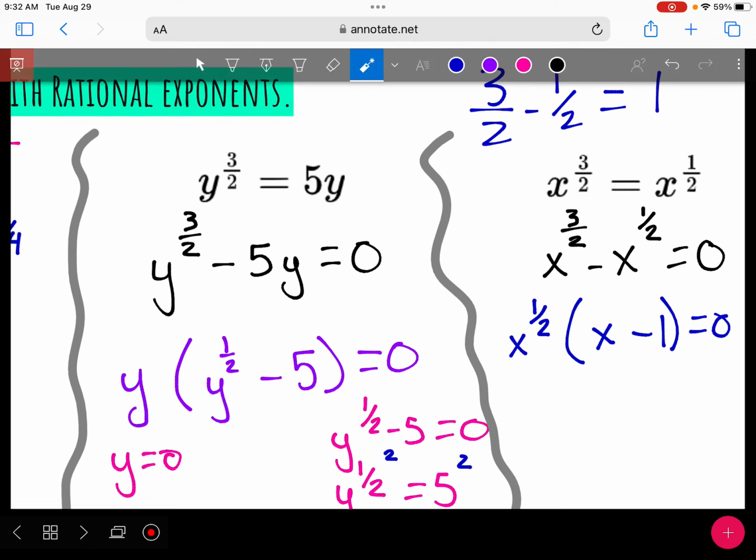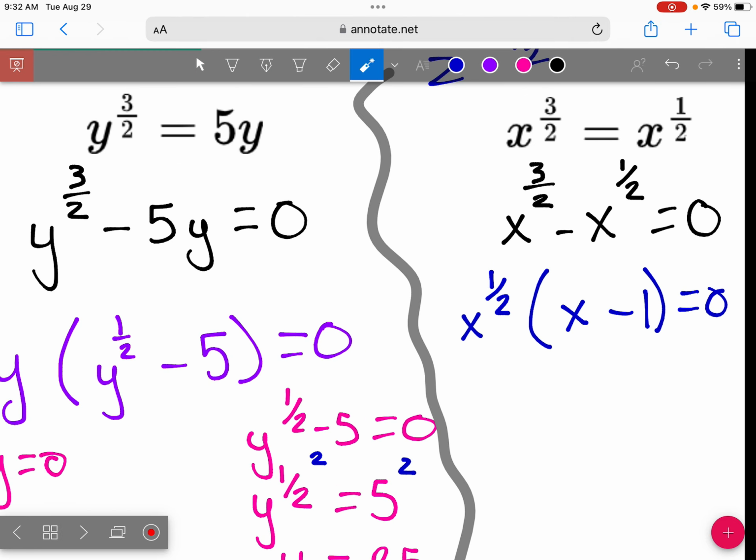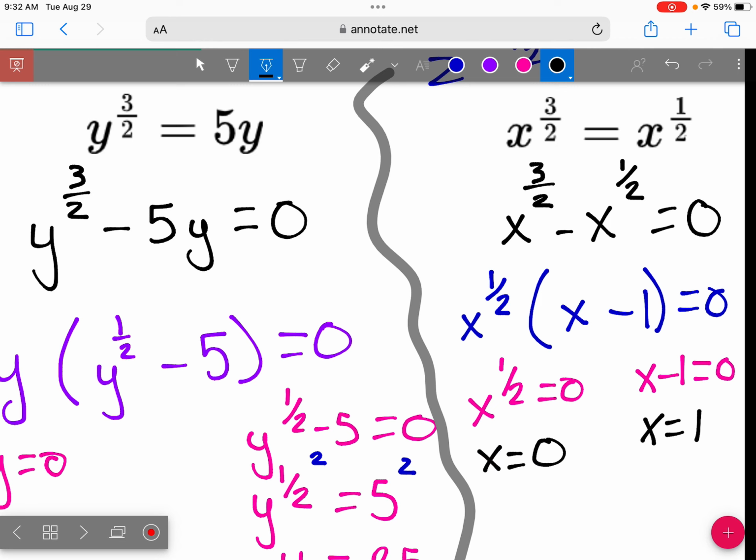And now we have our possible solutions here. So we have x to the 1/2 equals 0, and x minus 1 equals 0. So what are our solutions? X equals 1. And then if I square both sides, we get x equals 0.